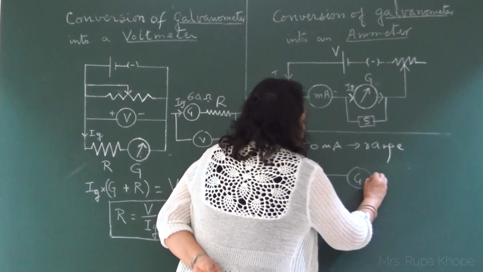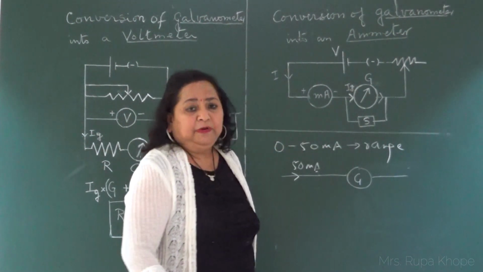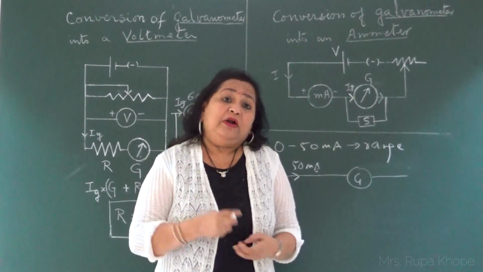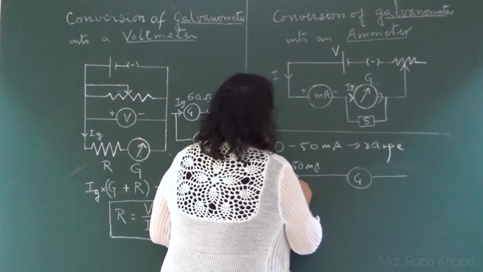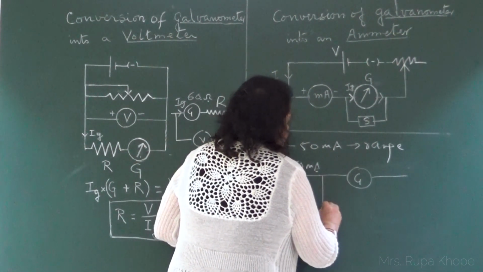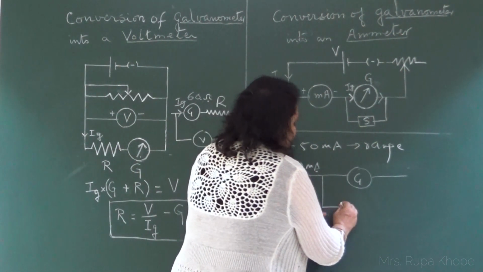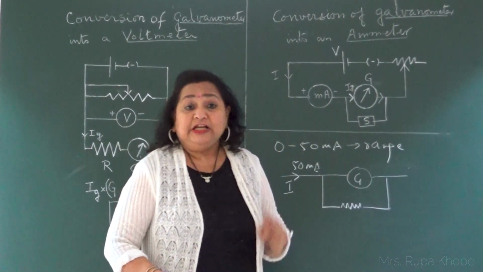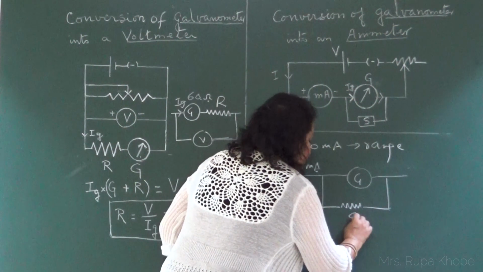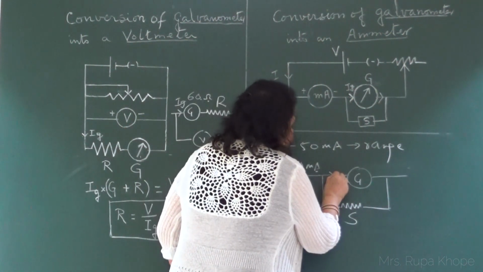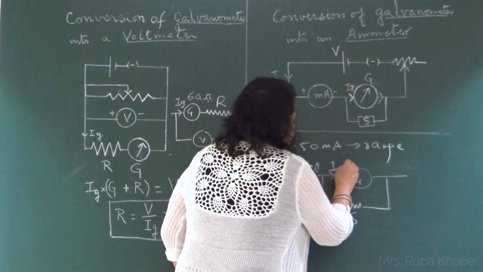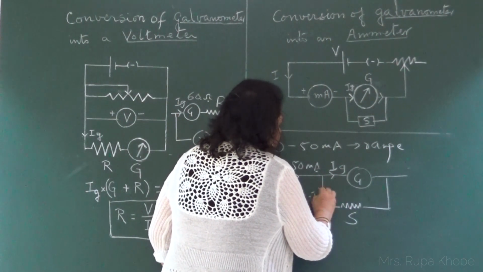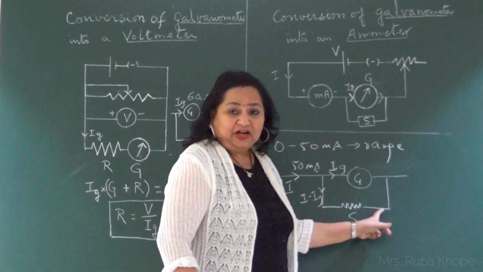Tell me one thing, if so much current goes in the galvanometer, it will get spoiled. It cannot measure such a large current. So what can be done so that current I, 50 milliamps, goes in this? So I am going to connect one very small resistance called shunt resistance. So this is S. So the current which will flow in the galvanometer is Ig. But the remaining current, I minus Ig, will flow in this shunt.